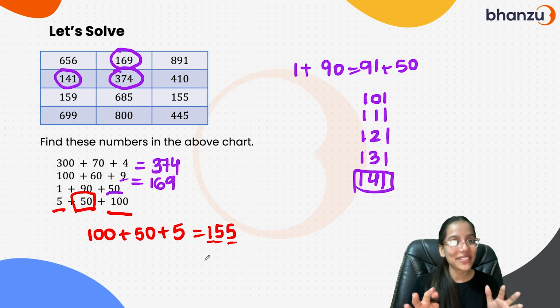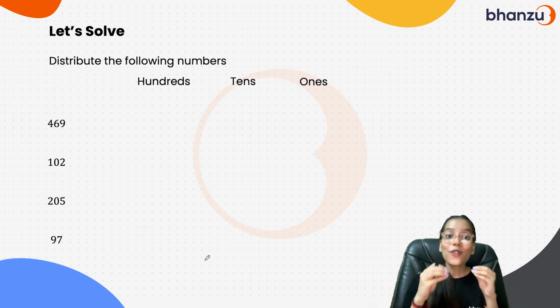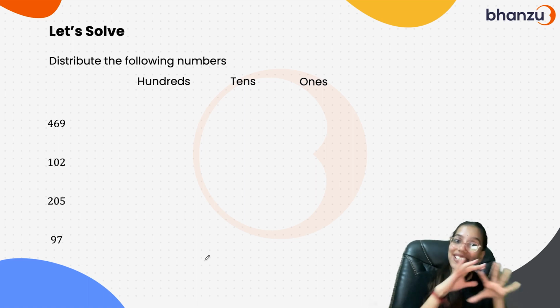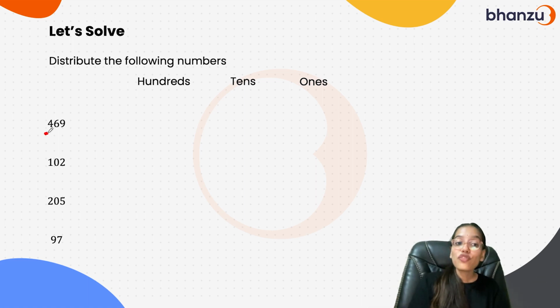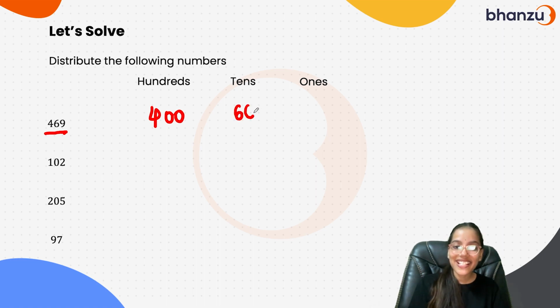Got it? Are you ready for the next challenge? Here we go. Here we are asked to distribute the following numbers. We are given the numbers and we have to distribute the numbers. Let's do that. We have 469 here. So how many hundreds? 400. Correct. 400. And 69. When I say 69, how many tens do we have? 6 tens. Very good. So 6 tens is 60. And how many ones do we have? Very good. 9 ones. So I have written 469 as 400 plus 60 plus 9.